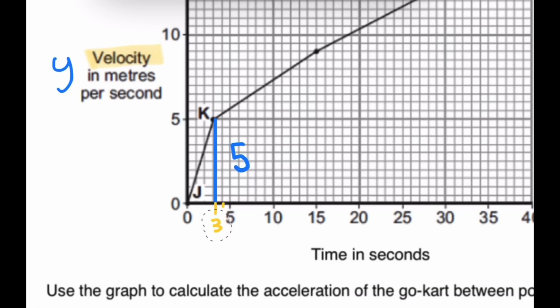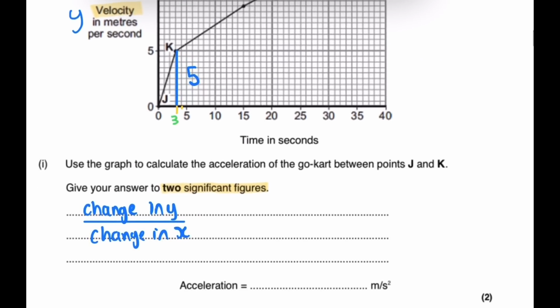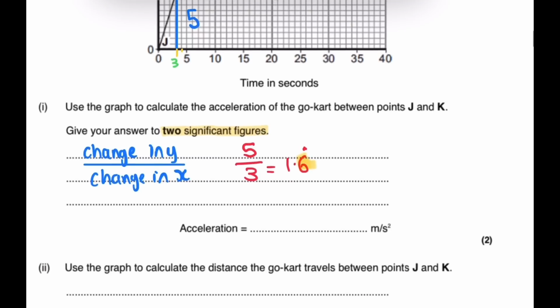So now let's go back to the equation we said, that change in y over change in x. So if we put 5 over 3, we get an answer of 1.6 recurring. And now remember, it says two significant figures, so we're going to round our 6 up to 7. So our final acceleration is 1.7.